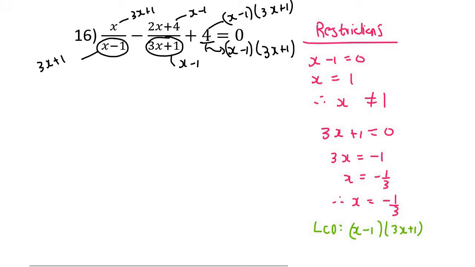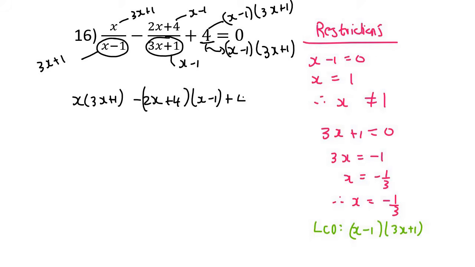Now what you do to the bottom, you also have to do to the top. So now what we're going to end up with is x times 3x plus 1 minus, and then in brackets, 2x plus 4 multiplied by x minus 1 plus 4, and then both brackets, and that's equal to 0. Kevin, where's your denominators? Guys, you don't need denominators, because it's an equation and the denominators are the same, we can leave it just like that.